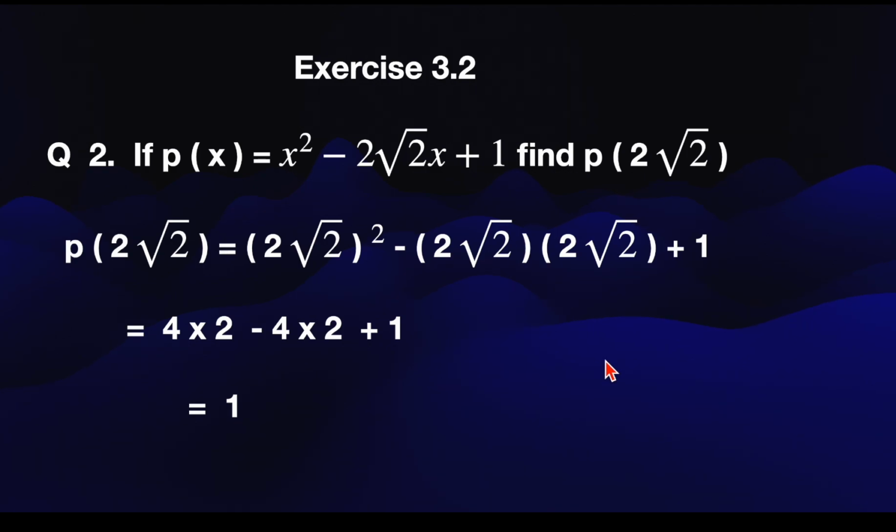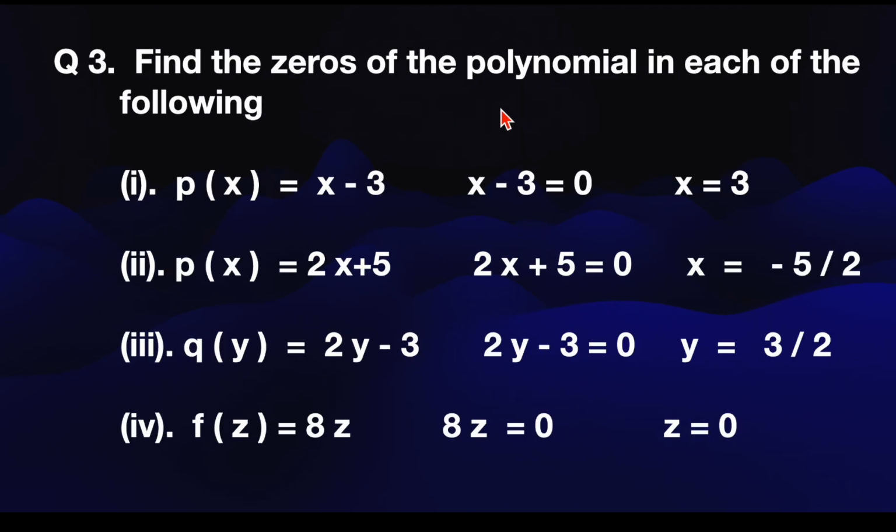This is 1. Find the zeros of the polynomial in each of the following. So the zero of the polynomial is the value of x for which the polynomial becomes 0. So you have to find the value of x. So write down the polynomial as 0, x - 3 = 0. This minus 3 goes to the right side, becomes plus 3, x = 3. 2x + 5 = 0. So 2x = -5 and x = -5/2.